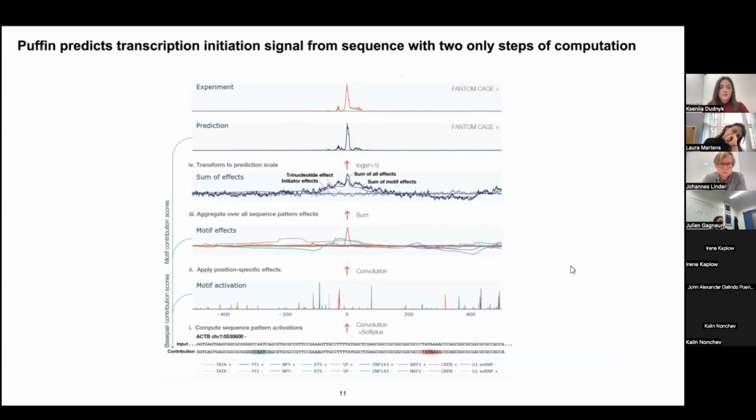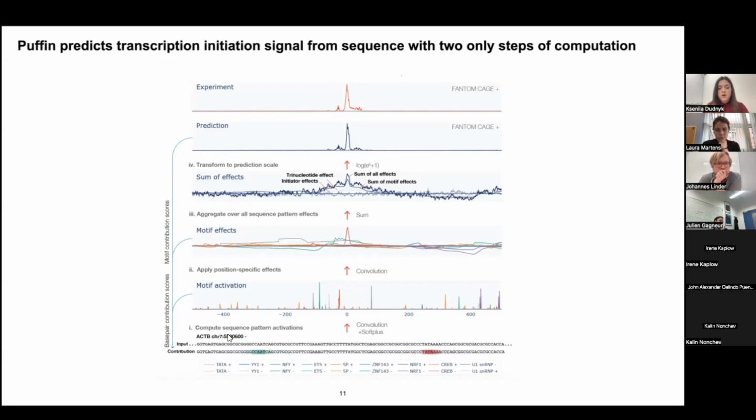Another amazing thing about Puffin and its interpretability is that we can now quantitatively estimate how every base pair near the promoter contributes to transcription initiation activity. In our paper, in this presentation, we use sequence contribution scores. I mostly talk about 2 sequence contribution scores. One is base pair contribution score. Base pair contribution score shows how much every base pair contributes to transcription initiation signal at a certain position or over a certain window. And another score is motif contribution score.